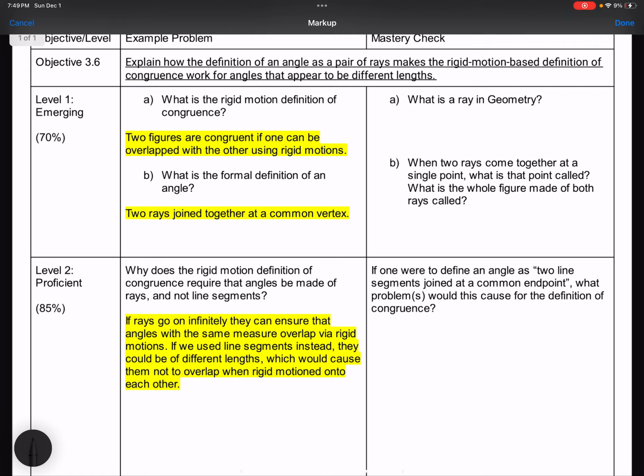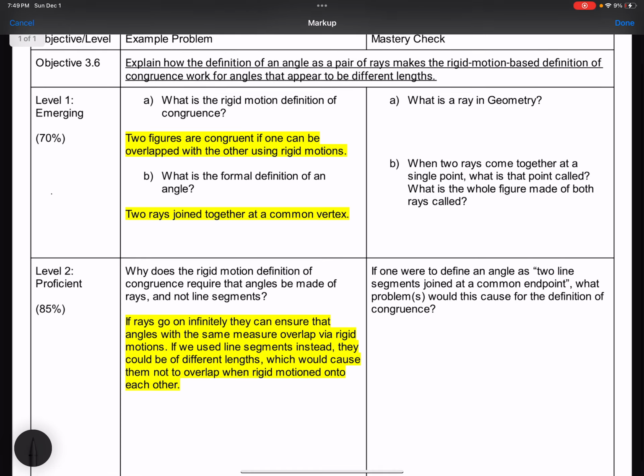They say, what's the rigid motion definition of congruence? Well, we looked at that in the last unit. Two figures are congruent if one can be overlapped with the other using only rigid motions. And what is the formal definition of an angle? Two rays joined together at a common vertex.